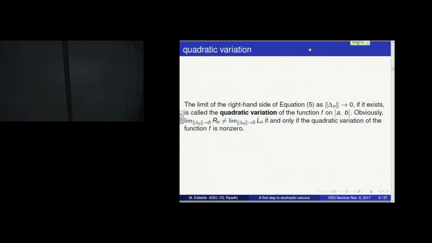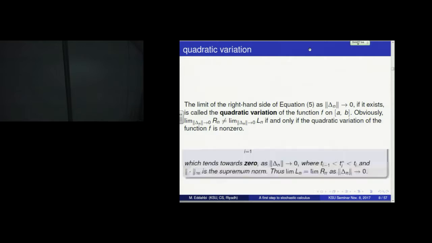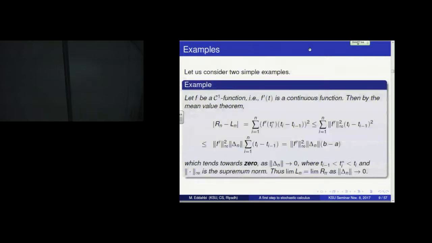Okay. So that's what I explained here. The limits are different. These limits are different if and only if the quadratic variation of the function f is non-zero. Okay. So then let's see what happens when the functions are smooth.